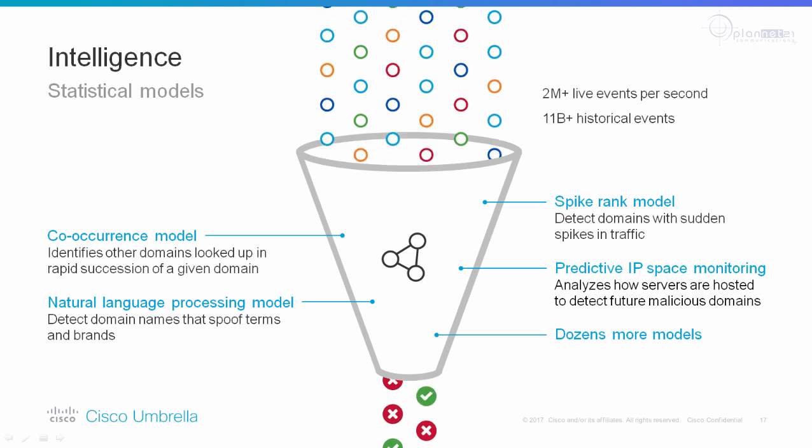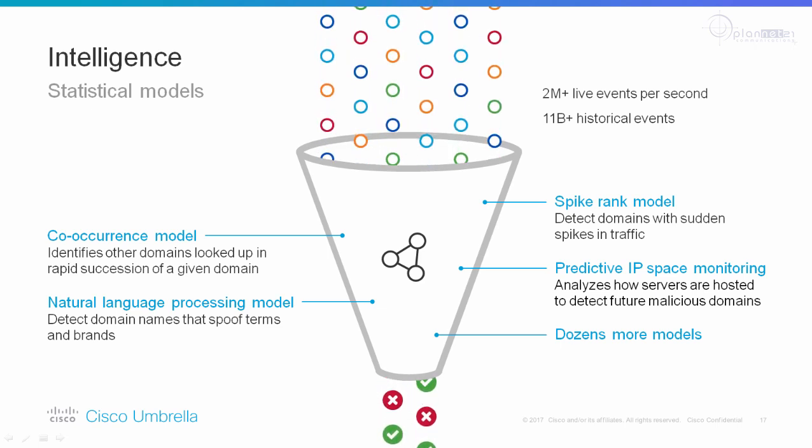Here are a few example models, and we have dozens more. So the co-occurrence model identifies domains queried right before or after a given domain. This model helps to uncover domains linked to the same attack, even if they're hosted on separate networks. The traffic spike model recognizes when spikes in traffic to a domain match patterns seen with other attacks. For example, the traffic for one domain matches the request patterns seen with exploit kits, so we'll block the domain before the full attack launches.